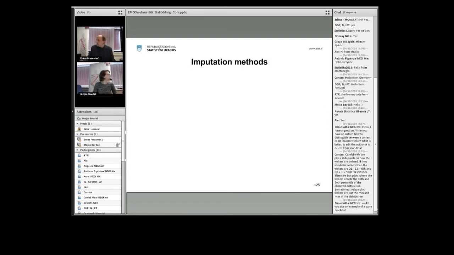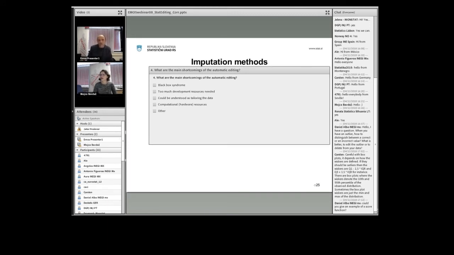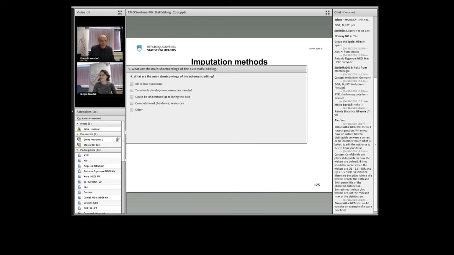The question: when we are talking about the automatic procedure, what do you think is the main shortcoming of this automatic editing approach, where the machine is correcting your data?